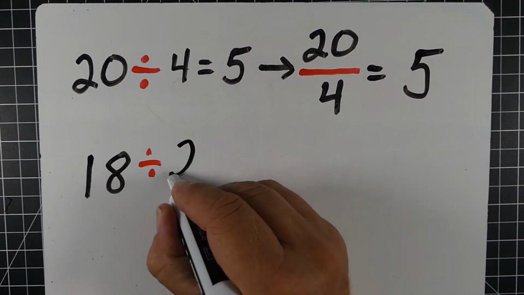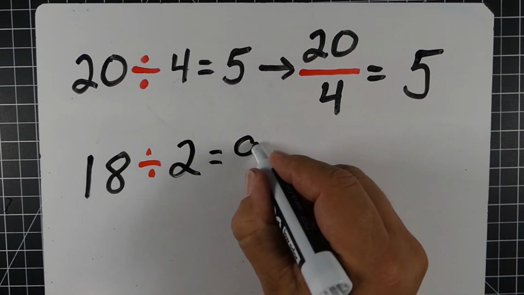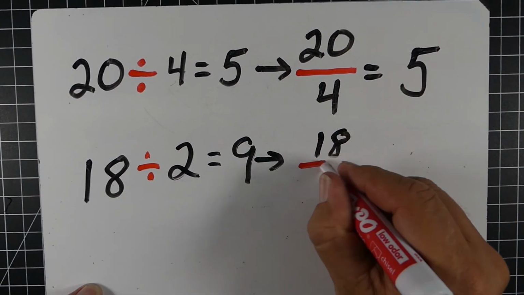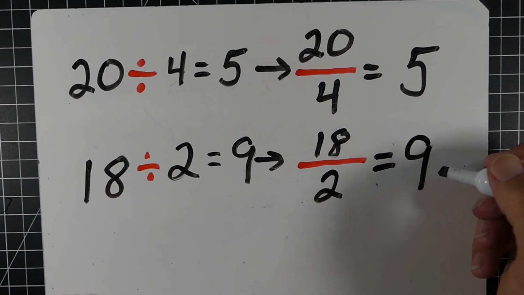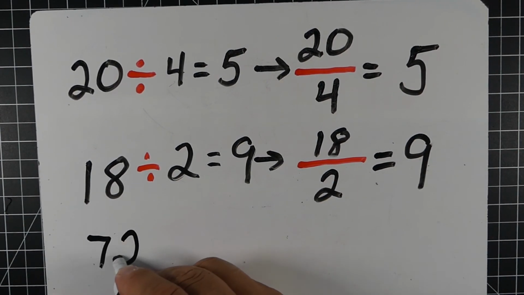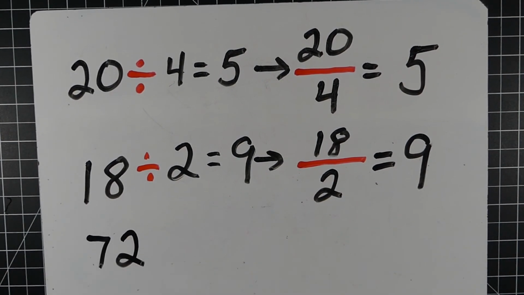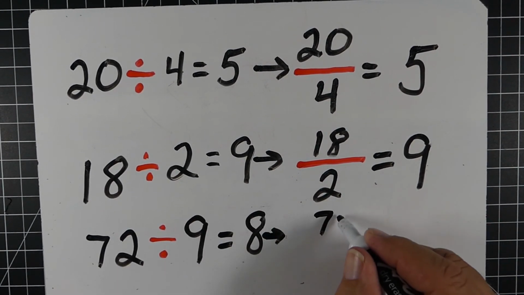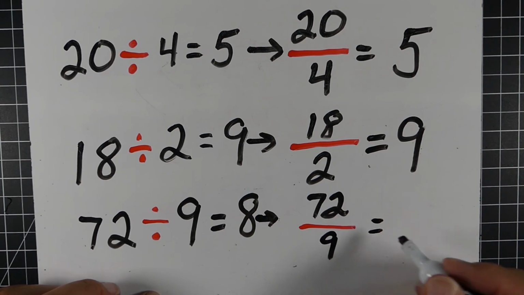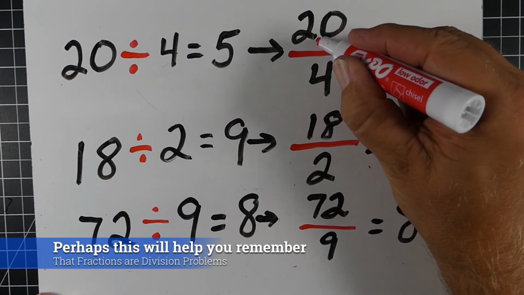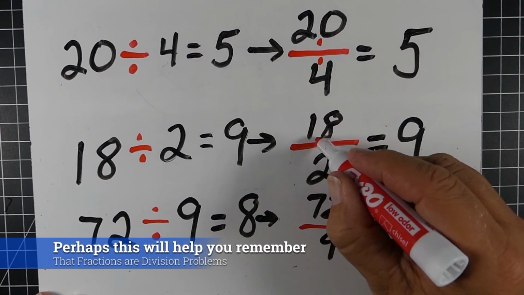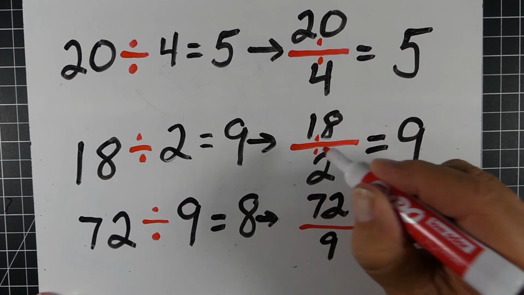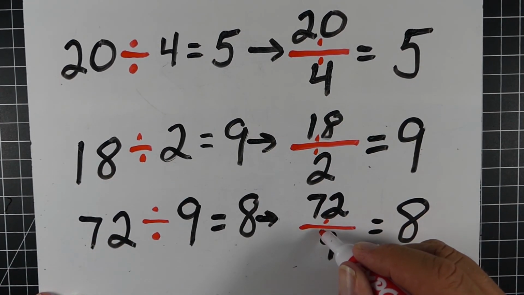Here's another example. 18 divided by 2, which would equal 9. We would put the 18 on top, 2 on the bottom, that would equal 9. 72 divided by 9, and that's going to equal 8. So if we set it up, it would be 72 on the top and 9 on the bottom. Now, because the fraction bar represents division, some people like to put little dots on top and the bottom of the bar to represent division. If that works for you, great.